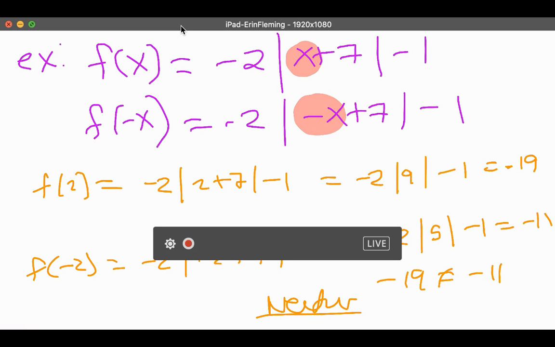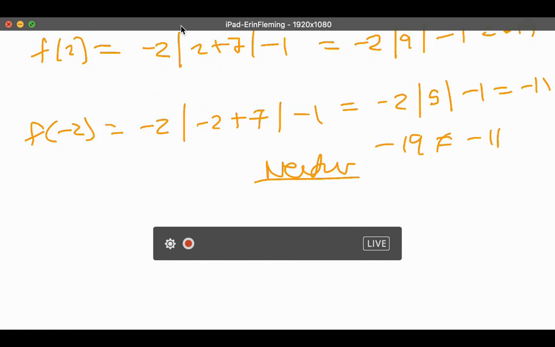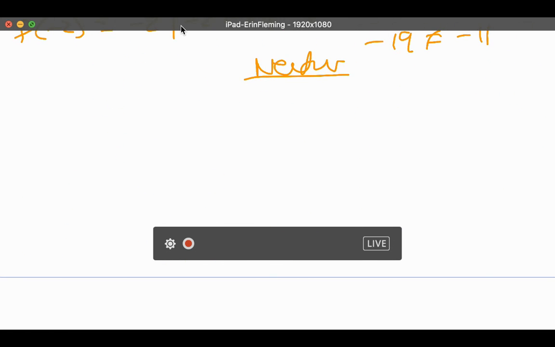I promise you, if you tried this and it was even, they would come out to negative 19 and negative 19, or they would come out to 2 and 2. And if it was odd, you'd get 3 and negative 3, and that same rule works. We'll do one more example together just to drive this case home. Let's give us the function negative 1/3 x squared.